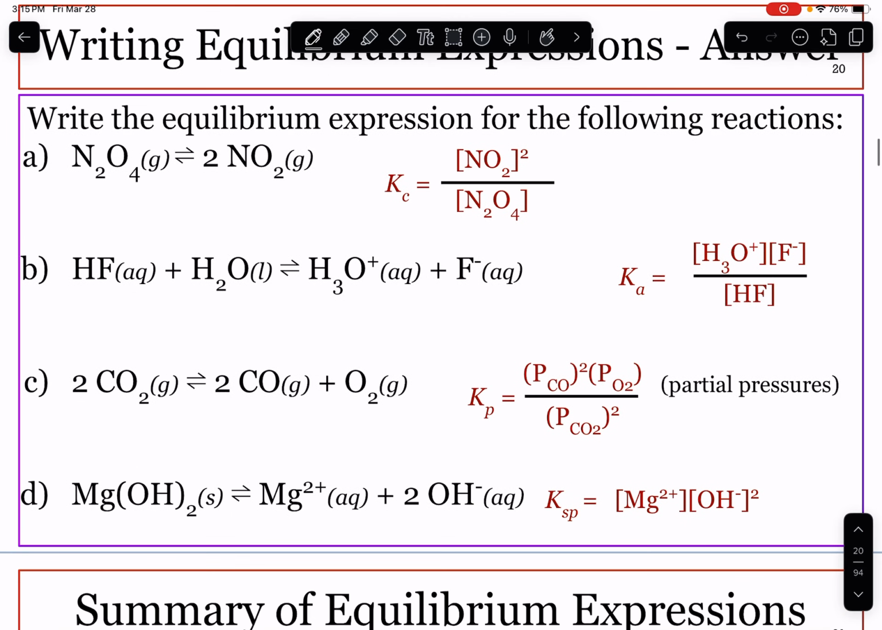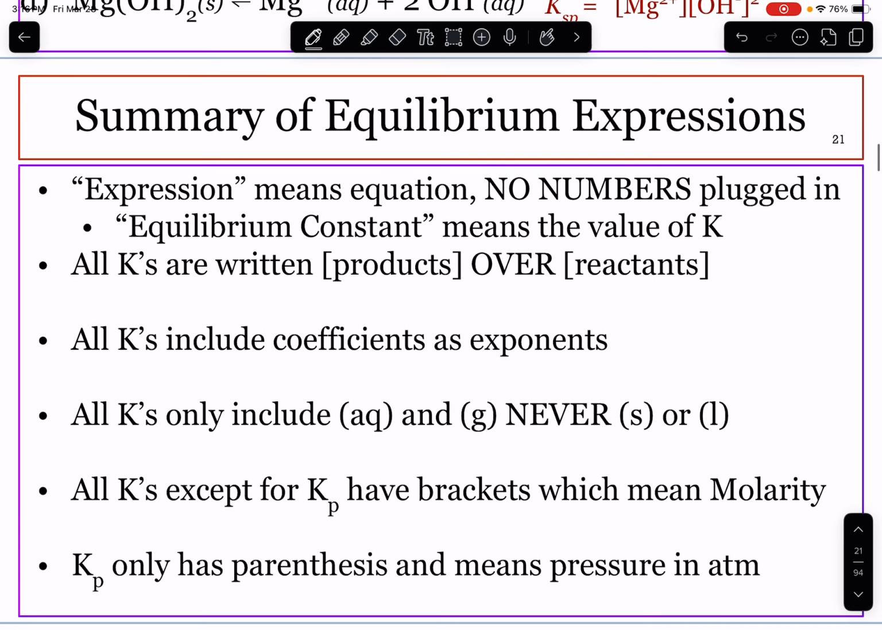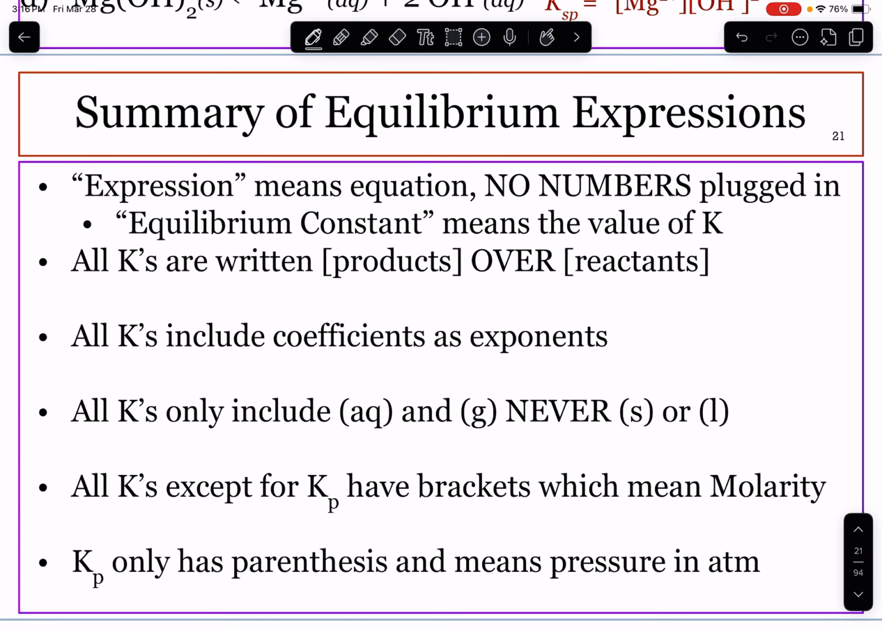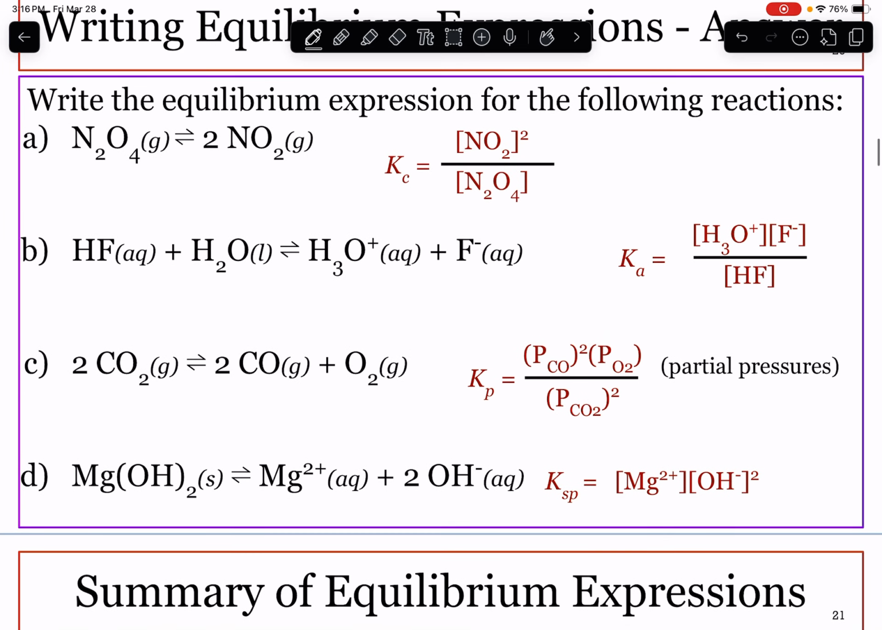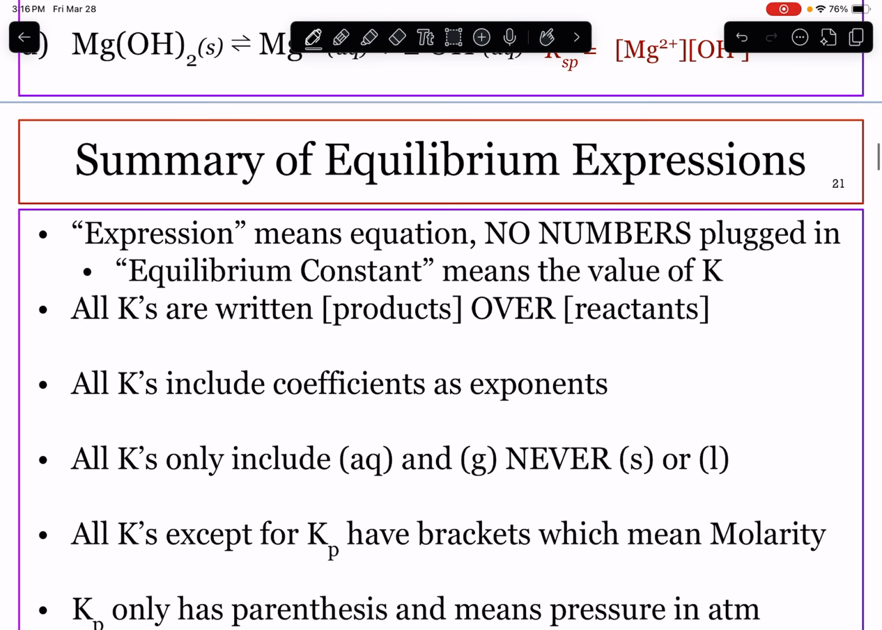And here's all of the answers written out nicely. Expression means the equation. Each of these written in red are the expressions. So when the problem asks you for the expressions, you write this out. You don't plug in any numbers. If the problem asks for the equilibrium constant, this means the value of K, and you do plug in your values or your numbers, and we'll do that next.